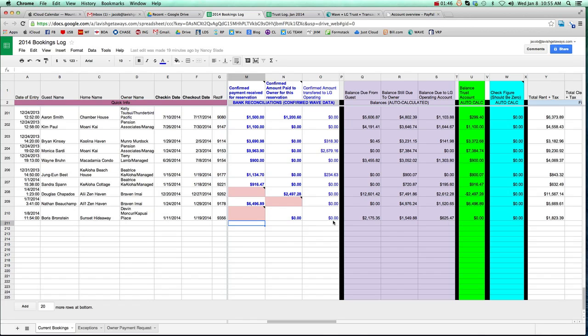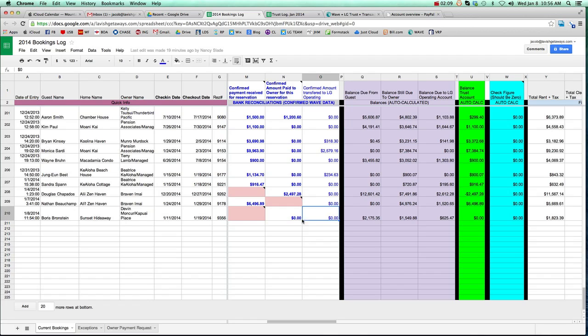Now it sits there until we pay the owners or until we pay Lavish Getaways or unless it's used on some kind of a reimbursable expense. Okay, so those are the three ways the money goes out of the trust account. It either goes out to the owner, it goes out to the operating account, or it goes out in a reimbursable expense.